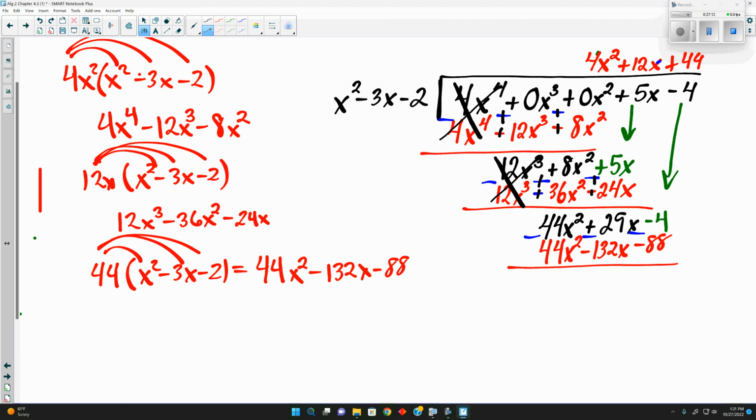And again, at this point here, we're going to subtract. So 44x squared minus 44x squared is 0 again. So these will cancel. Our next one that we have is 29x minus negative 132x. Negative and negative make a positive, so 29 plus 132, 161x. And again, we have another negative and negative, so negative 4 plus 88 is plus 84.